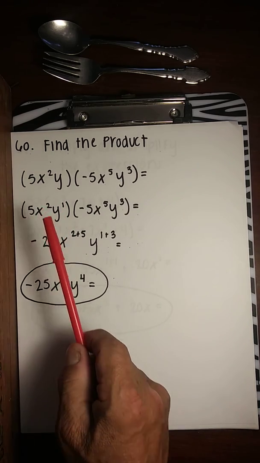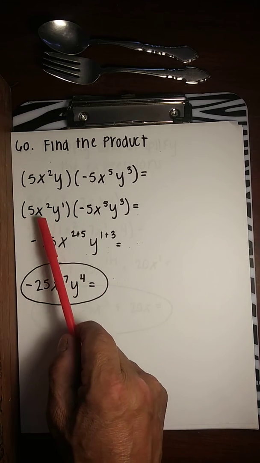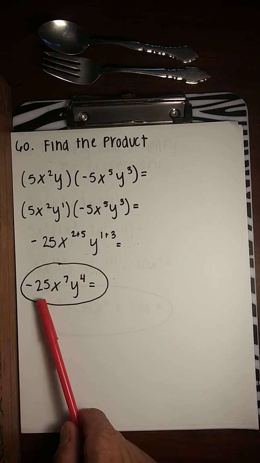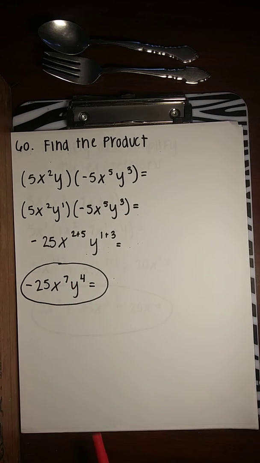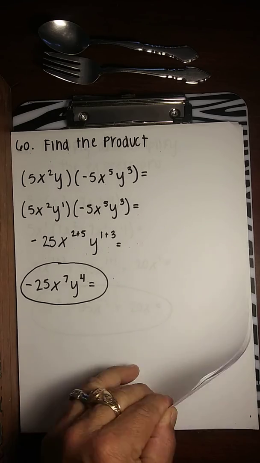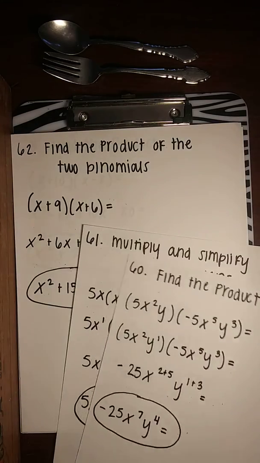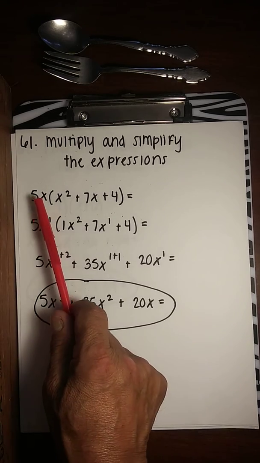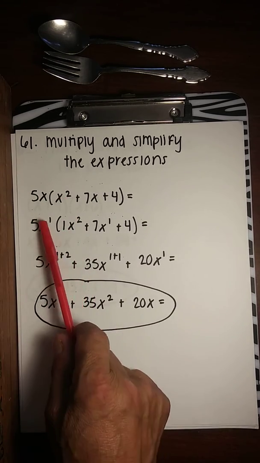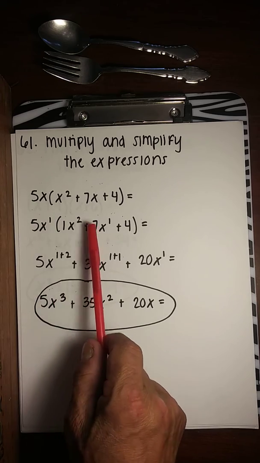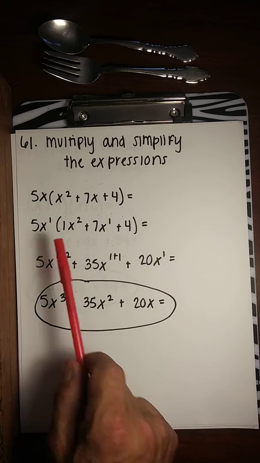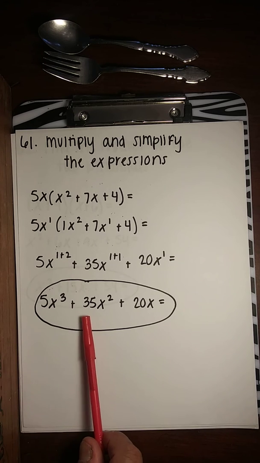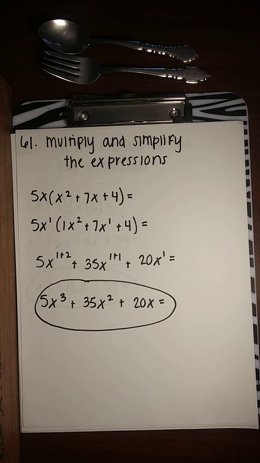So this one, put a 1 power there. So 5 times negative 5, negative 25. x^2 and x^5, add them together. y^1, y, add the powers. So we have negative 25x^7y^4. Alright, next one. Put a 1 power there. 5 times that is 5. x^1 and 2, add the two powers. That times that is 35. Add the powers, 1 and 1. And that times that is 20x. So now 5x cubed plus 35x squared plus 20x.